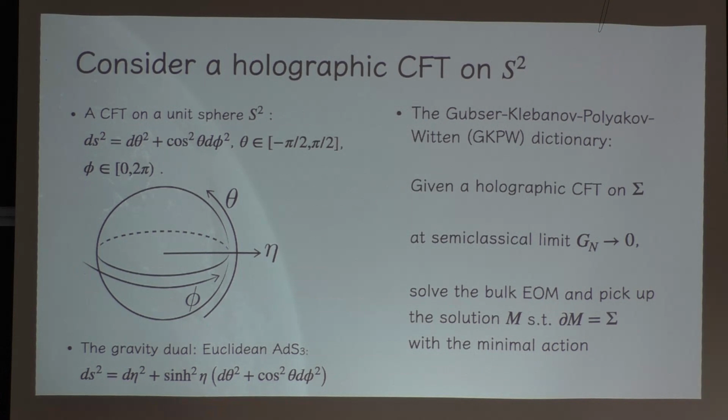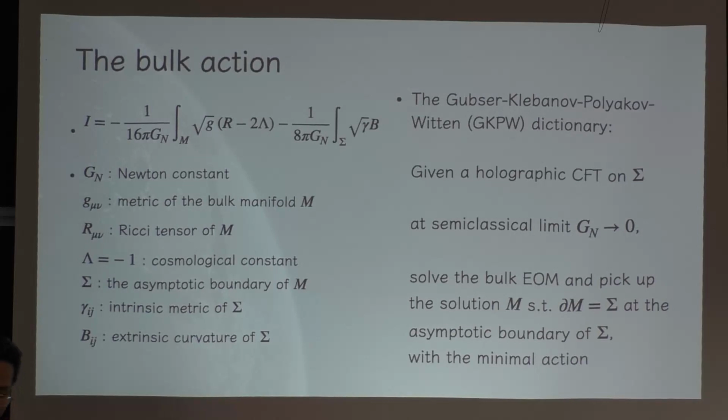In order to make it clearer, let us think about a specific example. Let us start from the CFT defined on a two-sphere. We all know the gravity dual is just Euclidean AdS3, whose metric can be written in this way. If we use the GKP-Witten dictionary, then what we are actually doing is that we give the boundary geometry and we solve the bulk Einstein equation to get the gravity solution. Here I would like to write down the bulk action, which is just the Einstein-Hilbert action with the Gibbons-Hawking term on the asymptotic boundary.